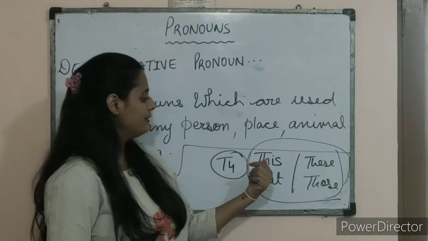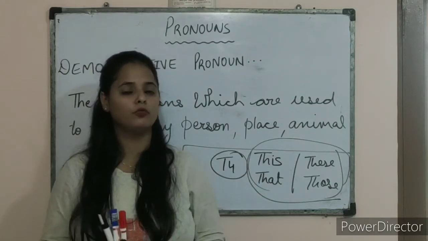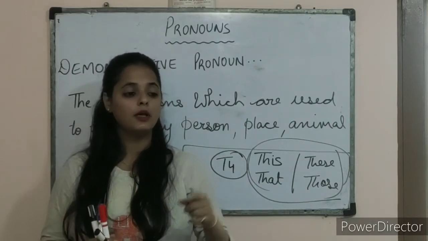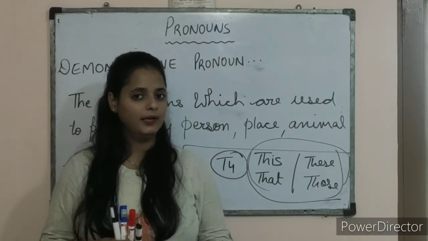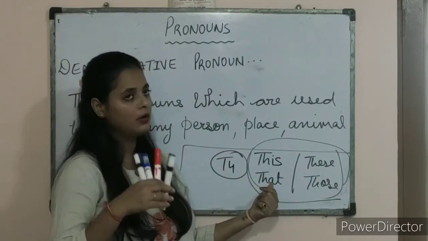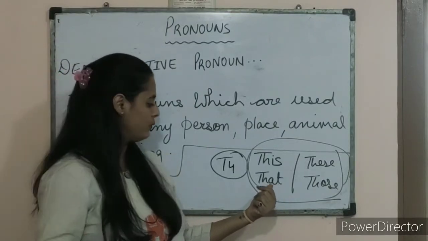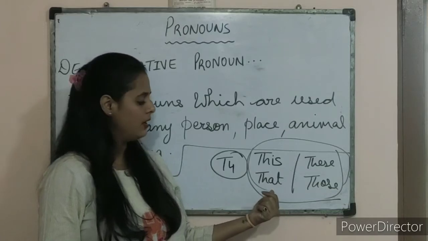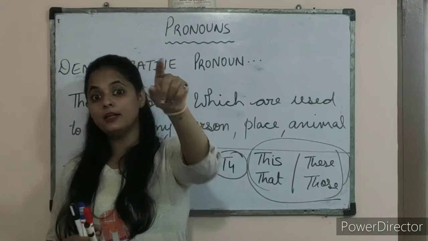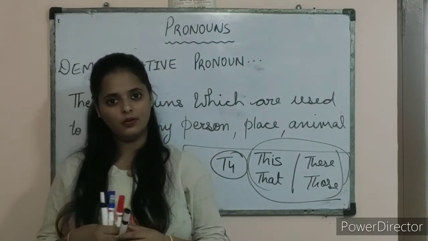Now this always comes when the thing is near to you or nearby you. For example, this is my car, this is my house, this is my dress, right? And that will come when you denote some further distant thing, person or place, with the word that. Got it? Like that is my car. So that is my car. That means the car is not near you. It is there. Got it?